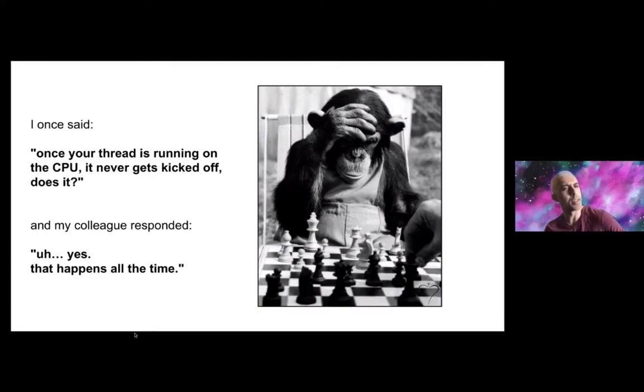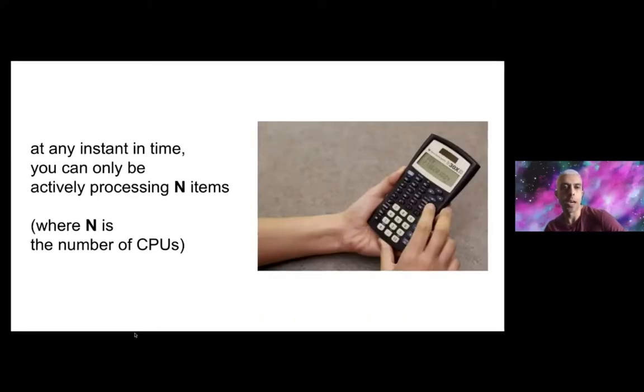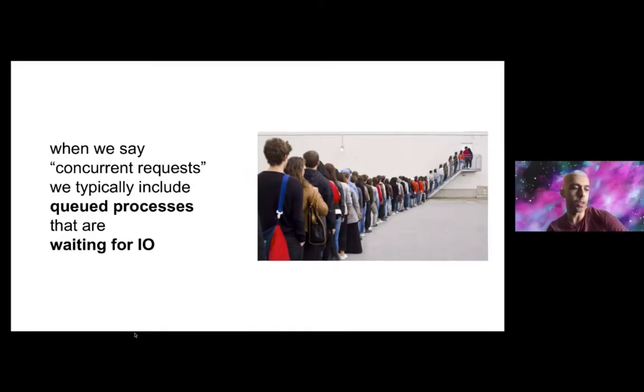And in hindsight, what I said was, I wouldn't call it a stupid question. That's a bit severe, but it certainly was like an uninformed question that just showed that I didn't really understand how things worked. So the way that I think about it is, you can only be actively processing n items at a time, where n is the number of CPUs that you have. And I think typically when we talk about a system in terms of concurrent requests, imagine like a HTTP service, we're including all of the queued processes in that number. So that's not the number of things you're actively processing. In fact, the majority of those concurrent requests are just waiting for I/O. I guess that's true whether it's blocking or non-blocking.